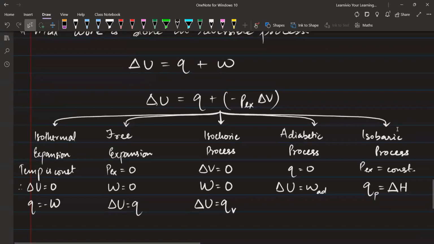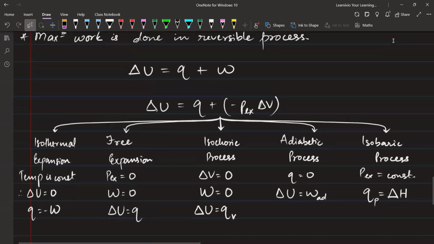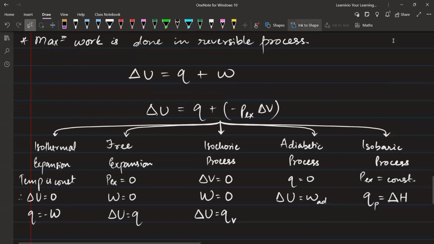Each and every point here is very important from the numerical perspective. न्यूमेरिकल में आएगा तो आपको यहीं से उठा के करना है. आइसोबैरिक बोल के इंटरनल एनर्जी पूछेगा. ठीक है, जल्दी छापी.